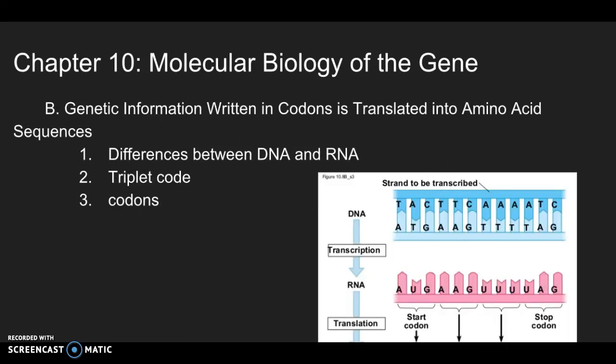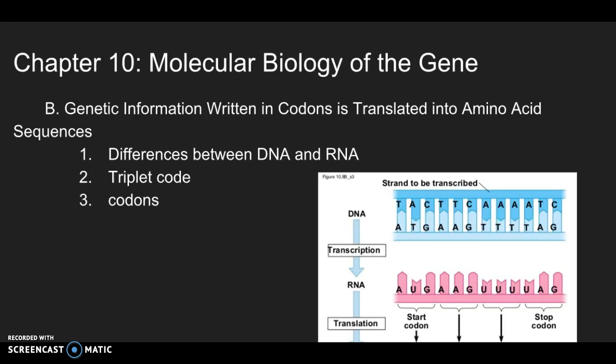Now, genetic information can be seen as codes, and these are called codons. These are eventually the things that are going to be translated into amino acid sequences. Some differences between DNA and RNA are that RNA doesn't contain thymine. In RNA, adenine is going to bind with uracil in place of thymine.